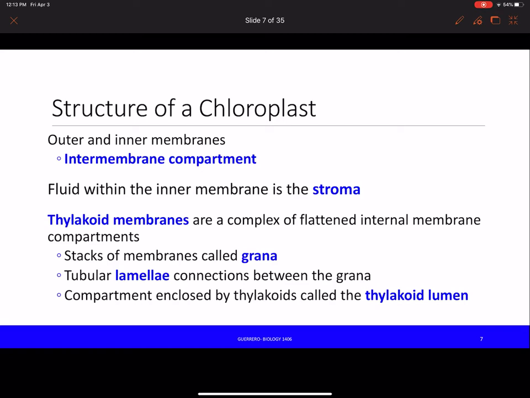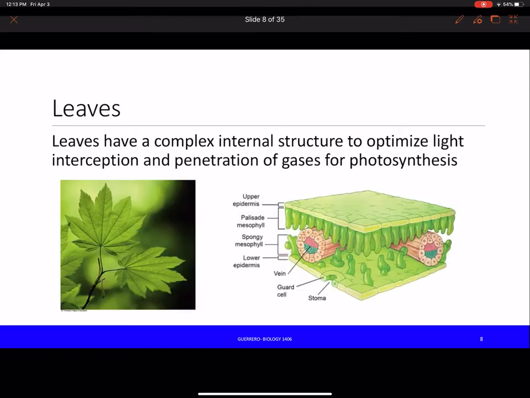So again, we have an inner and an outer membrane. There is an intramembrane space or compartment between the two. The liquid on the inside of the inner membrane is known as the stroma. The thylakoid membranes are those individual flattened internal disc structures, and it's one of the places where one of our reactions in photosynthesis takes place. When I have a stack of thylakoids together, just one stack is called a granum. When I have multiple stacks, they're called grana. Those grana are held together or connected by tubular lamella. And the inside of the thylakoid is hollow, and that space is known as the lumen.